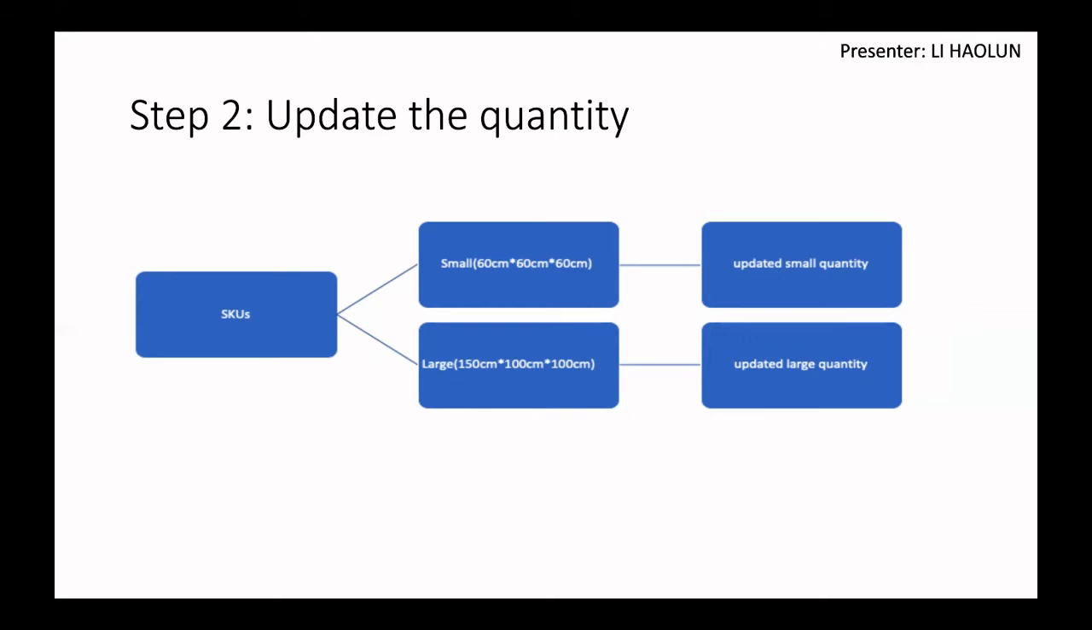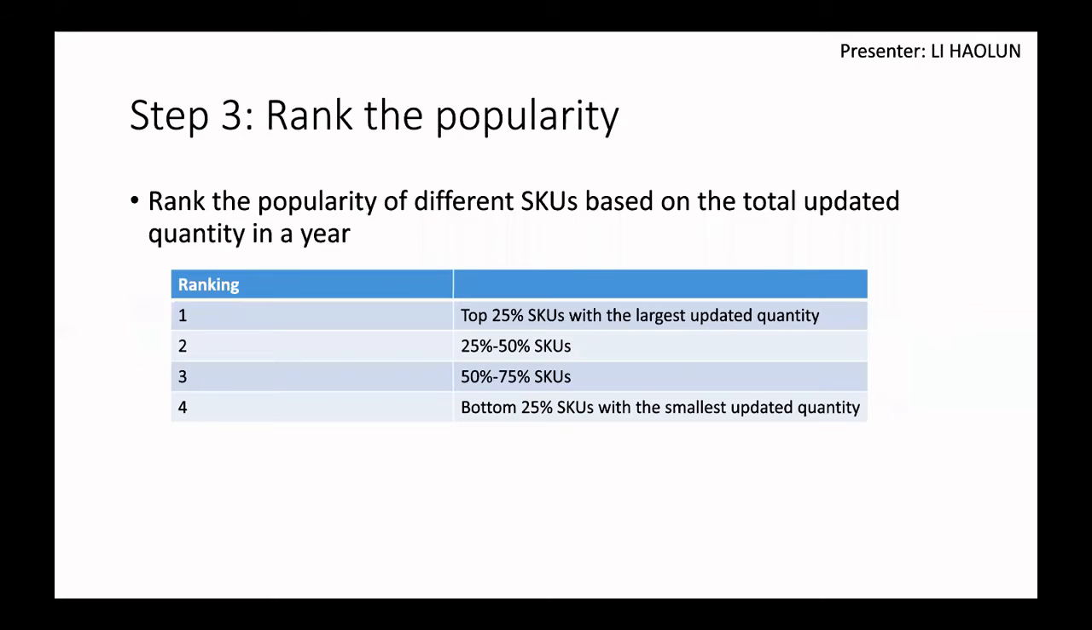Based on the volumes of SKUs, we have categorized the SKUs into large and small, and we update the quantity based on these two standard volumes. For the small, it is 60 times 60 times 60, while the large is 150 times 100 times 100. So we update these two columns, and for the next steps, the quantity will all be the updated quantities.